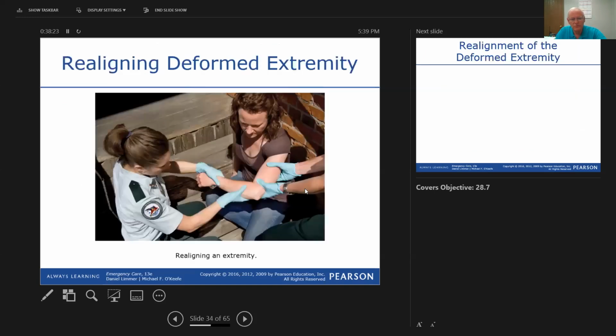The person on the left is going to pull traction because she's got the distal end of the extremity. The EMT on the right is holding stabilization and counter traction, if you will.